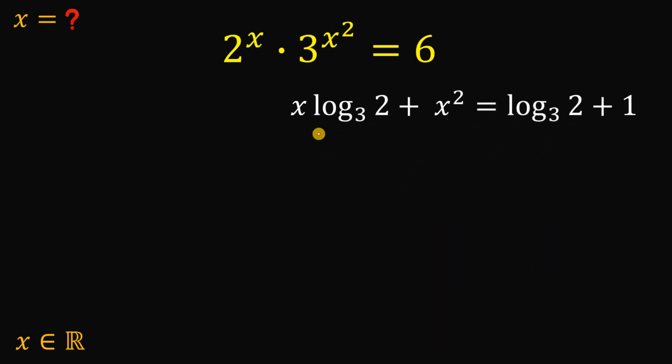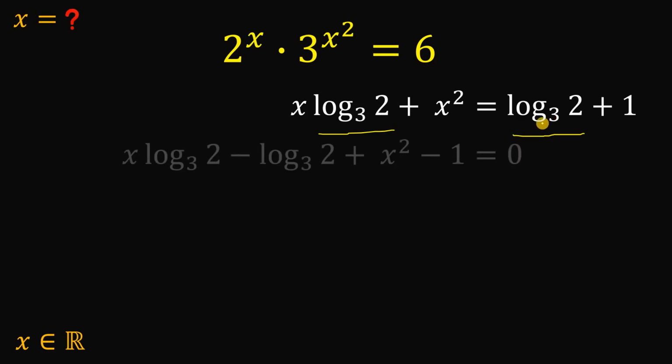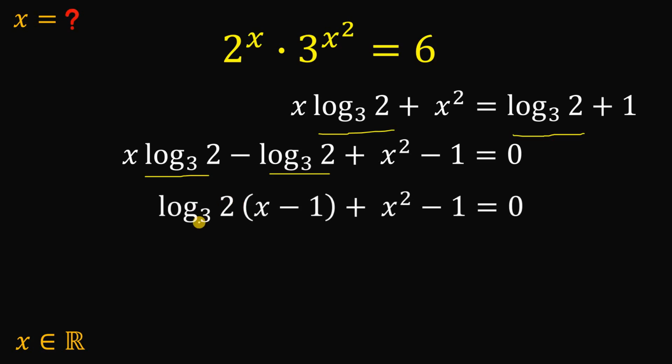Next, what we're going to do here is take note, we have here a common term, logarithm of 2 to the base of 3. So maybe we can factor this out later. So let's equate this to 0. That's the first step. And we can now factor out the common factor, logarithm of 2 to the base of 3. And if we do that, we get logarithm of 2 to the base of 3, the common factor, multiplied by x minus 1. Alright. And the rest is bring down.